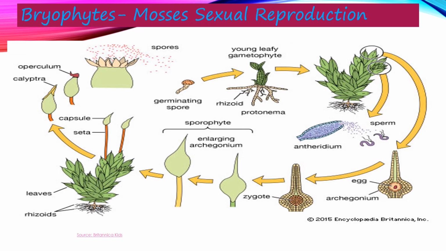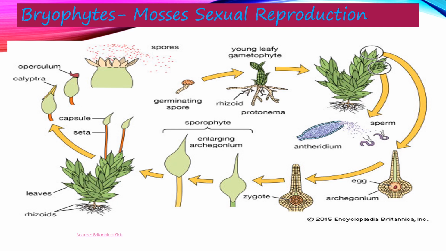Now let's see the sexual reproduction and life cycle of mosses. We will start with the germinating spore stage. The spores will germinate first into protonema and then into a young leafy gametophytic plant body. The gametophytic plant body bears the sex organs antheridium and archegonium. Antheridium produces male gametes known as sperm. Archegonium produces female gametes called egg.